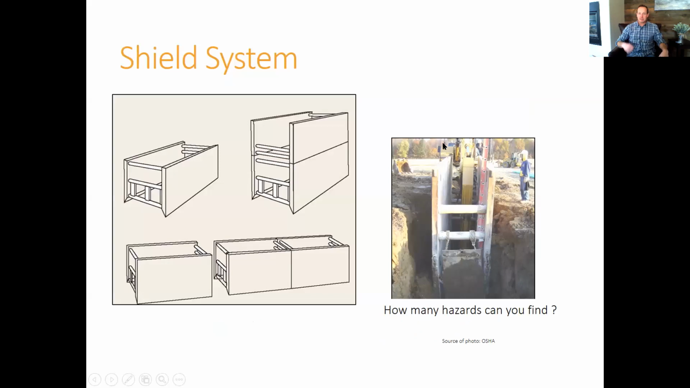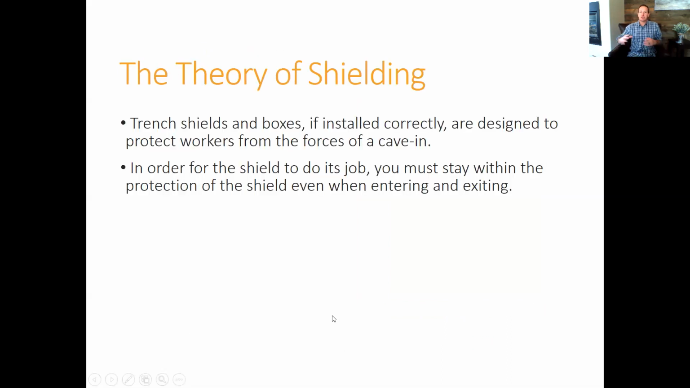Now, the third type of system is our shield systems. Now, if you look at this picture right here, this shield is not touching the soil on either side. It is kind of down here and a little bit down here. But this is a shield system. This is doing exactly what it says. It's shielding somebody from a cave-in. It's not preventing the cave-in, it's just shielding them.